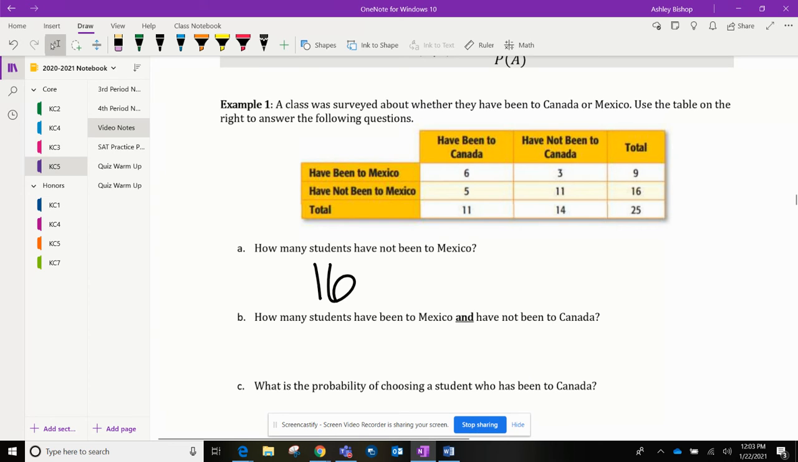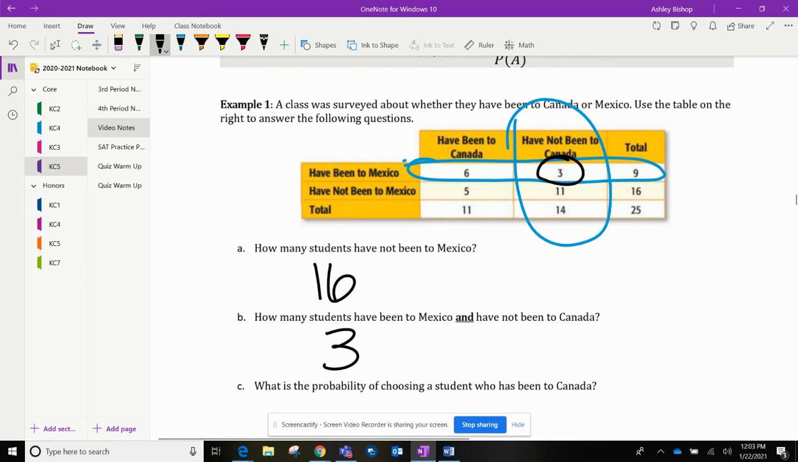All right. How many students have been to Mexico and have not been to Canada? Both of those things need to be true. So here's have been to Mexico, and here's my have not been to Canada. The number that they intersect at is 3. I can see that there are 3 kids that have been to Mexico, which is what I want, but not been to Canada. So I'm good there as well.